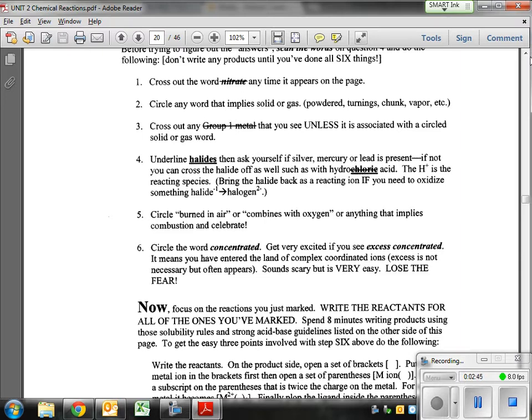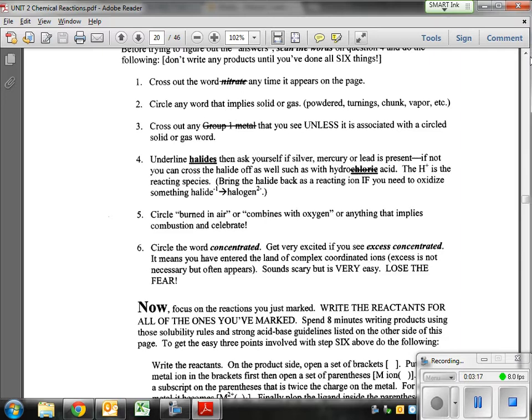Anytime you see the word burned in air or combines with oxygen, that means it's a combustion. And combustion reactions are very, very easy. So you're going to do a little dance in your seat. Don't get thrown out of the exam. But that means free points. And anywhere you see the word concentrated, we're going to circle concentrated or put a box around it, because we're going to be talking about complex ions. And that confuses some people, but it is very easy as well, and we'll talk about that in just a few minutes when we see one.